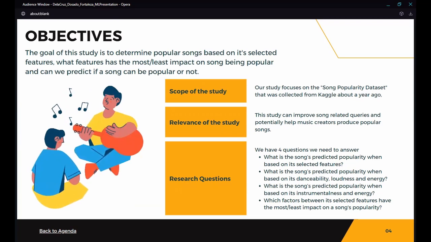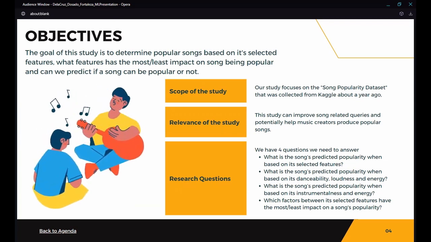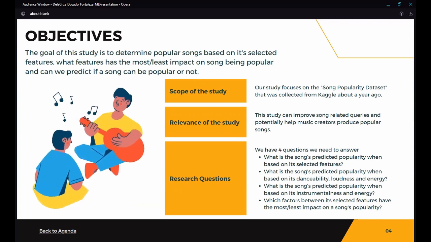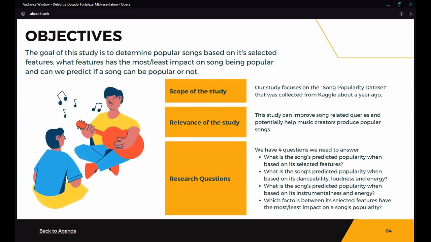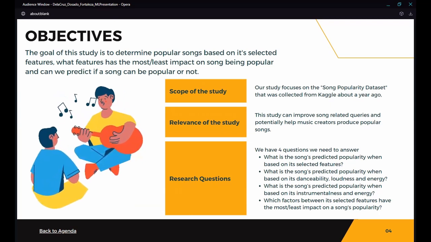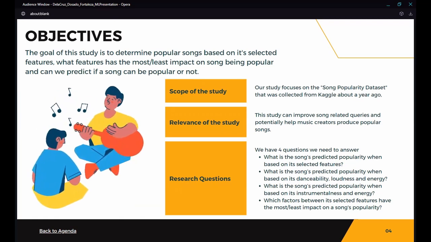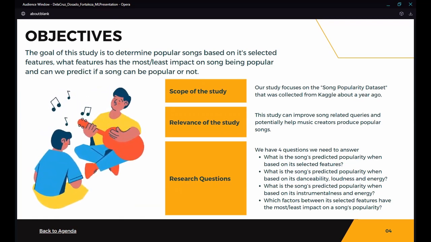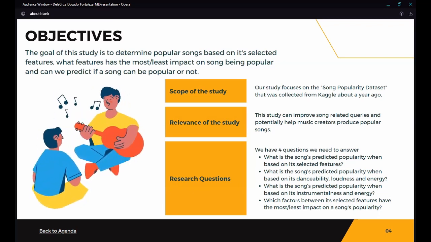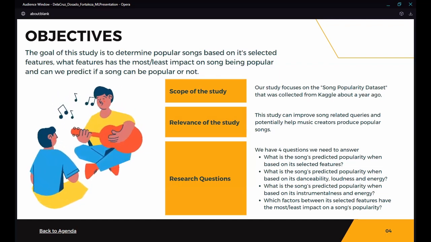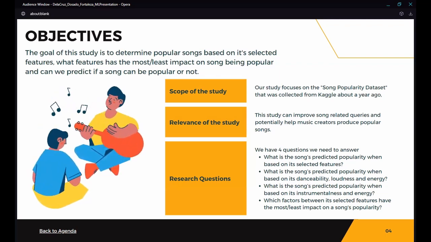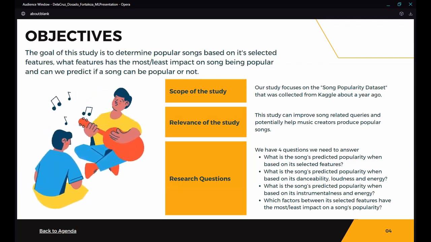So for the research objectives or research questions, we have four questions. To list them all: first, what is the song's predicted popularity based on its selected features? Second, what is the song's predicted popularity based on danceability, loudness, and energy? Third, what is the song's predicted popularity based on its instrumentalness and energy? And lastly, which factors among its selected features have the most or least impact on a song's popularity? So next slide, please.